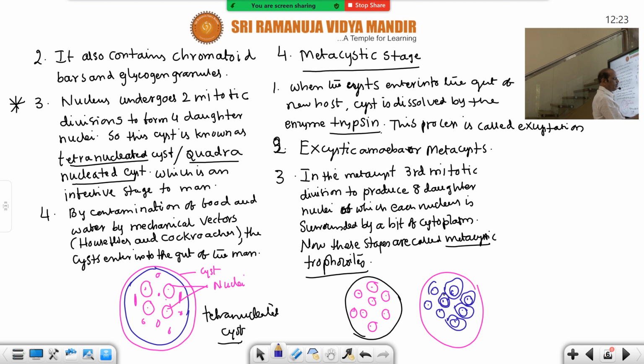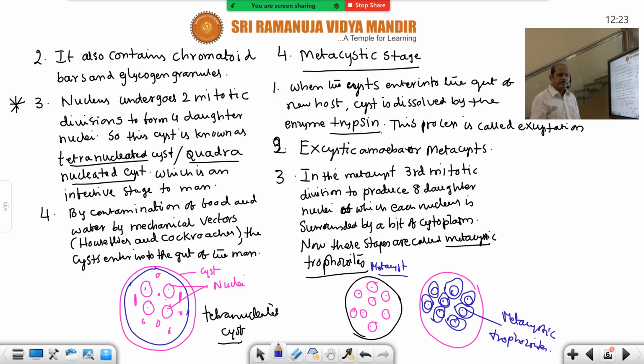Now this metacyst is broken to release these trophozoites. This is the metacyst. These are metacystic trophozoites. 8 daughter amoebulae are produced. These daughter amoebulae are called metacystic trophozoites. That is why if one cyst enters the human body, 8 daughter amoebulae are produced.